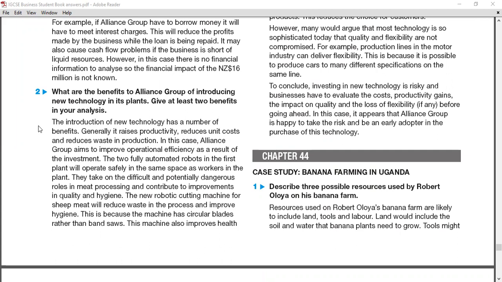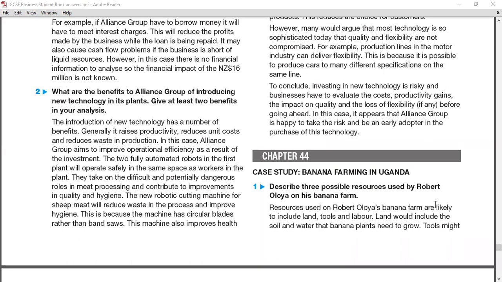The 2 fully automated robots in the first plant will operate safely in the same space as workers in the plant. They take on the difficult and potentially dangerous roles in meat processing and contribute to improvements in quality and hygiene. The new robotic cutting machine for sheep meat will reduce waste in the process and improve hygiene. This is because the machine has circular blades rather than bandsaws.